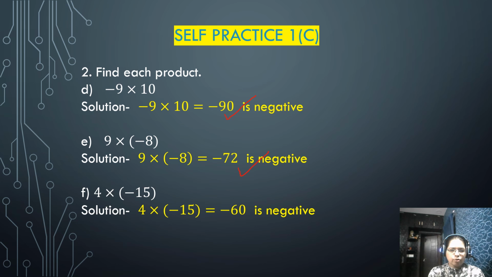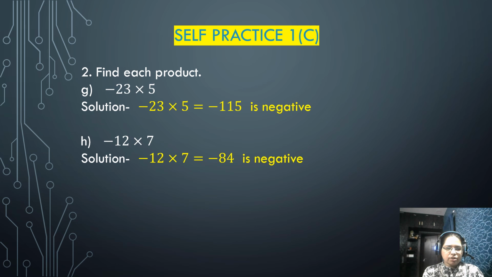F. 4 multiplied by minus 15. Here 4 is a positive integer and minus 15 is a negative integer. So 4 multiplied by minus 15, we get minus 60, and minus 60 is a negative integer. We know the product of positive and positive is positive, and the product of negative with negative integer is positive. The product of positive integer and negative integer is negative, and the product of negative integer and positive integer is negative.